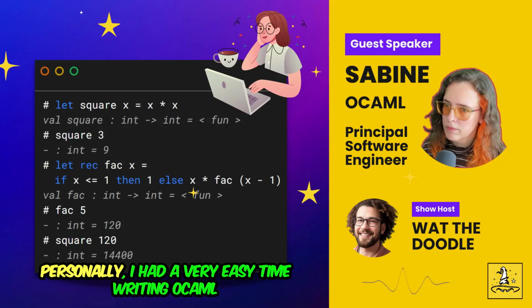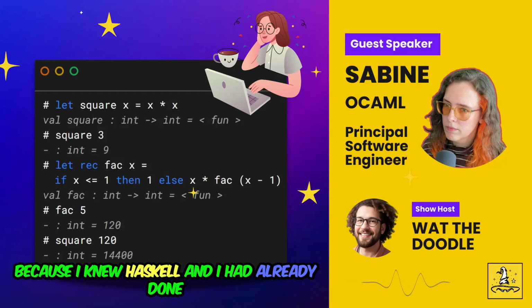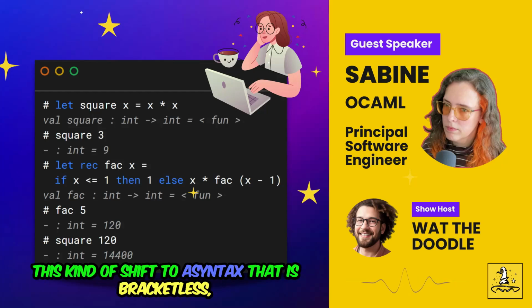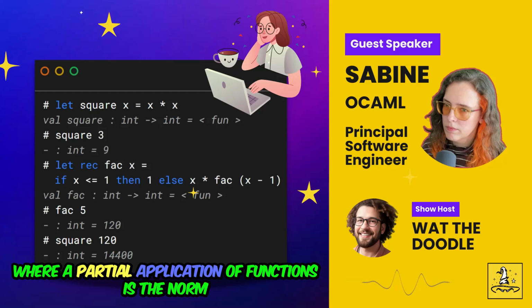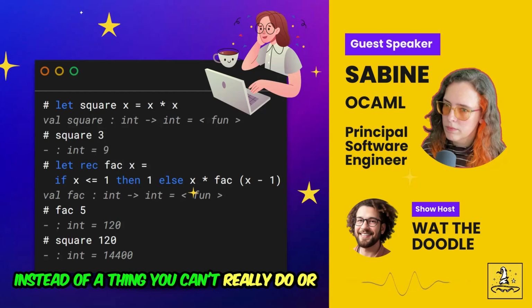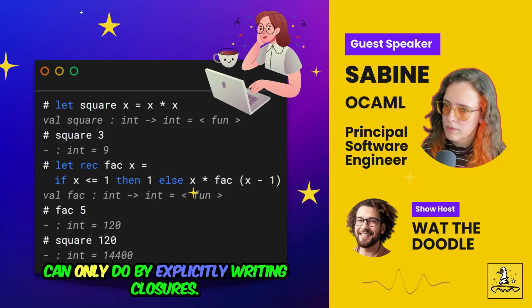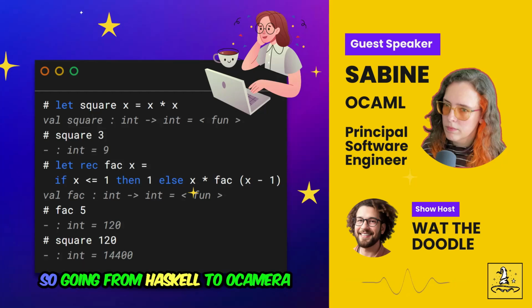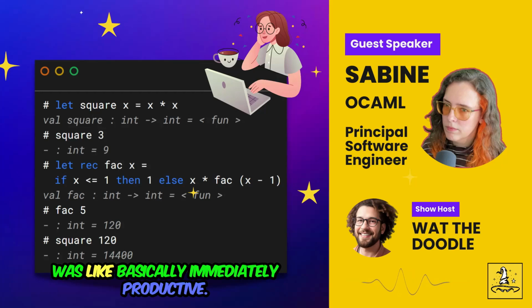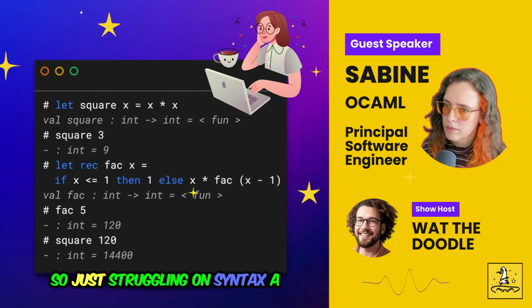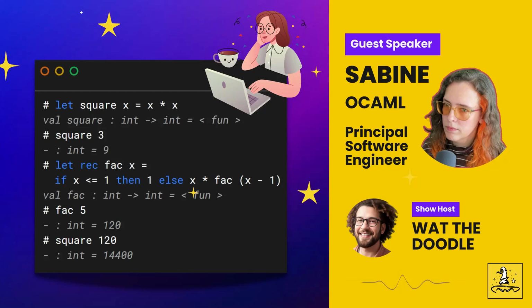Personally, I had a very easy time writing OCaml because I knew Haskell, and I had already done this kind of shift to a syntax that is bracketless, where partial application of functions is the norm instead of a thing you can't really do or can only do by explicitly writing closures. So going from Haskell to OCaml was basically immediately productive. Just struggling on syntax a few times and then go time.